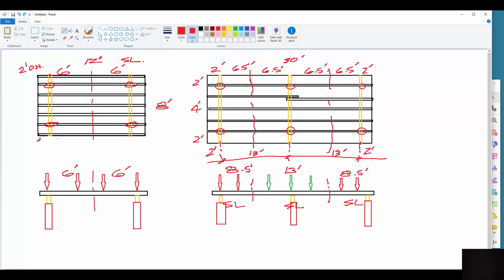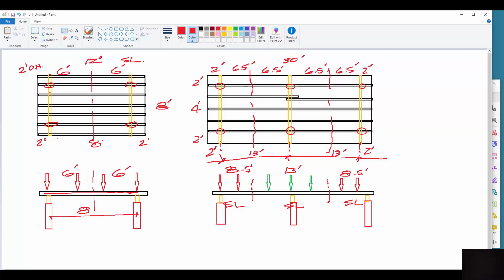So I have a 2-foot overhang here. There we go. I have a 2-foot overhang here. The overall distance is 12 feet. 12 feet minus 4 is 8 feet. So the actual span, the distance from the center of this to the center of that, is 8 feet. That's the number we have to consider that the joist needs to support.